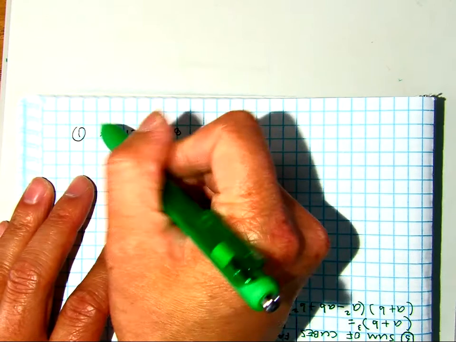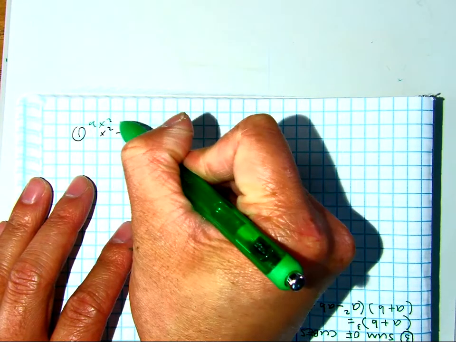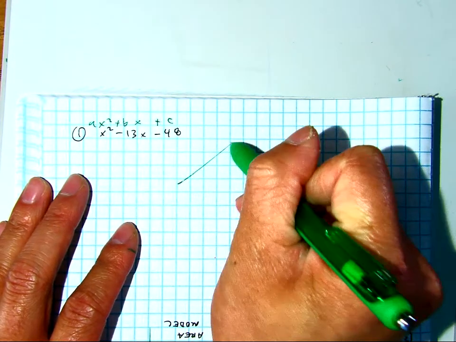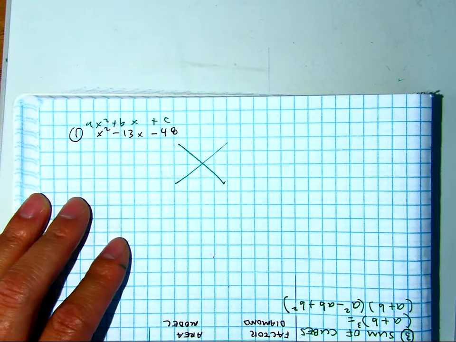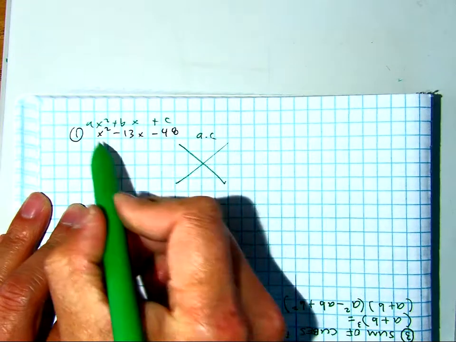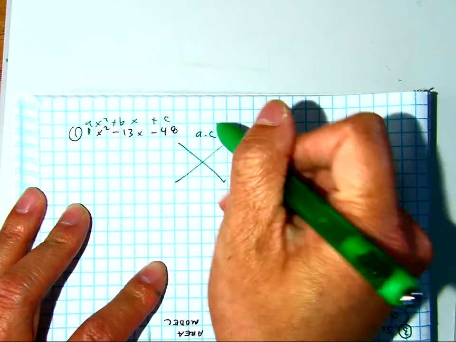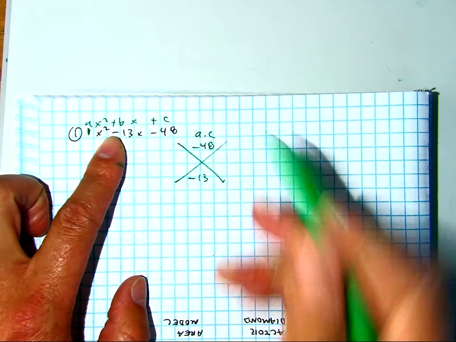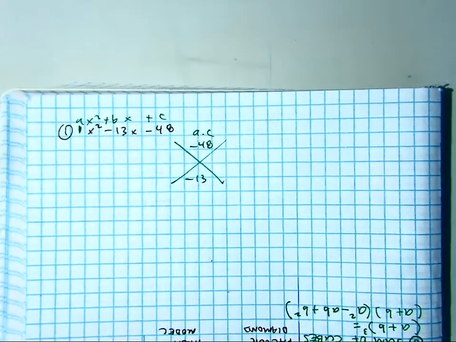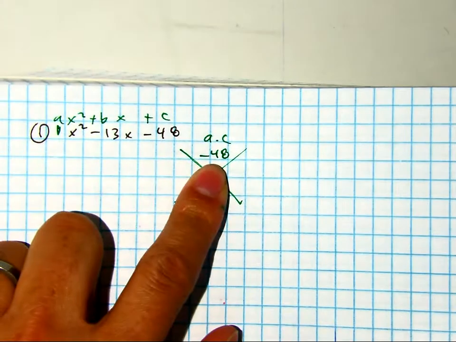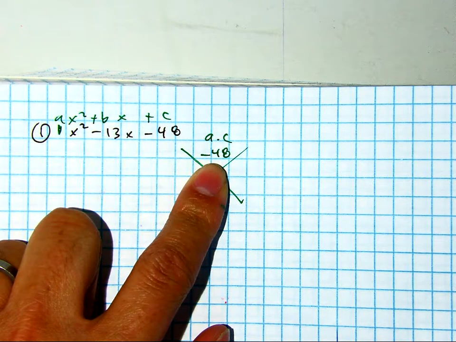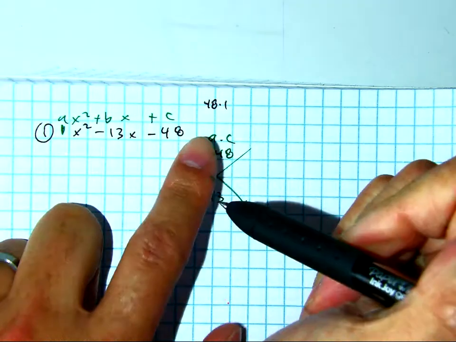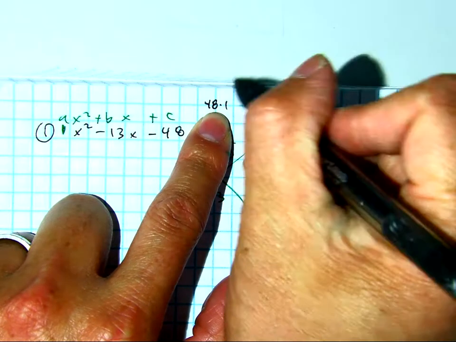Next thing I'm going to do is I can just find my a, b, and c. And I can just use my x. My a times my c value, 1 times negative 48 is negative 48. And my b value is negative 13. When the numbers get large like this, here is a strategy that I like to use. I like to write out all the factors of 48. 48 times 1. And I like to make the larger numbers on the left side.